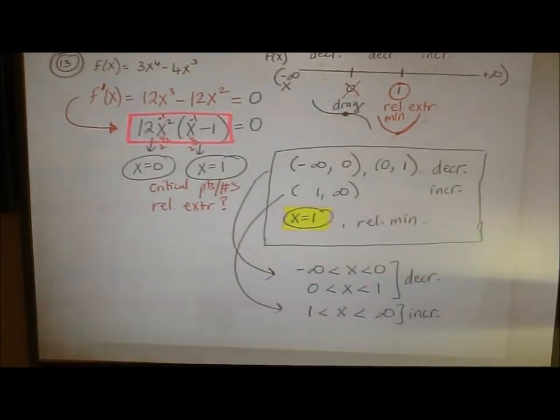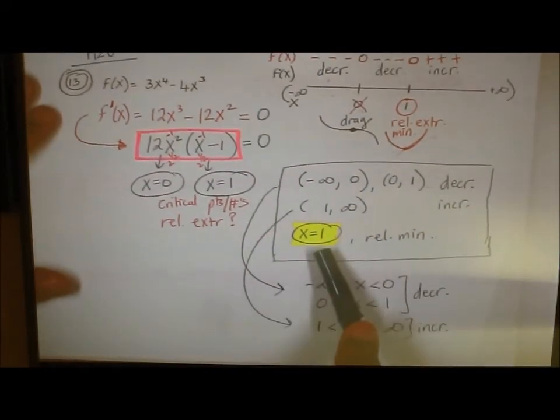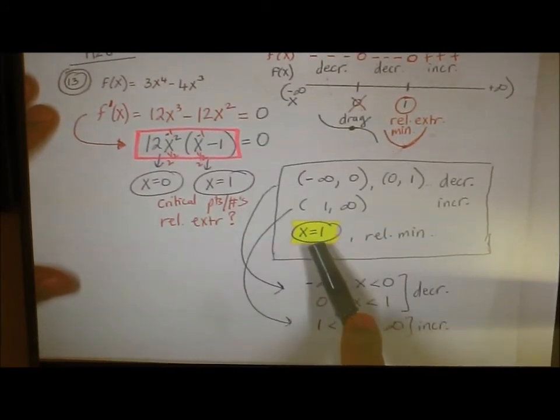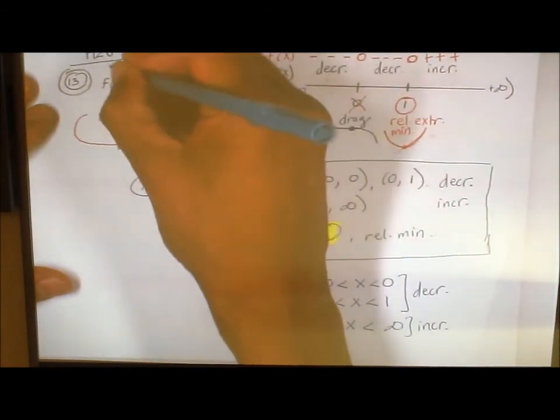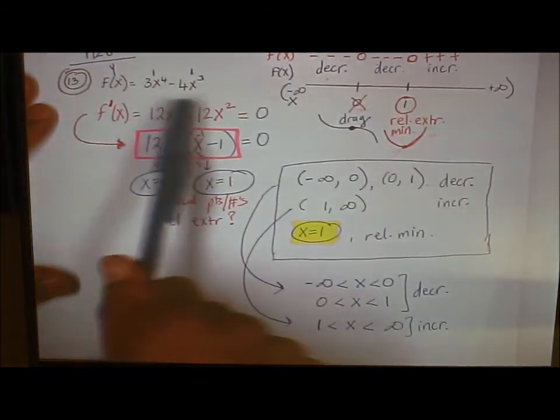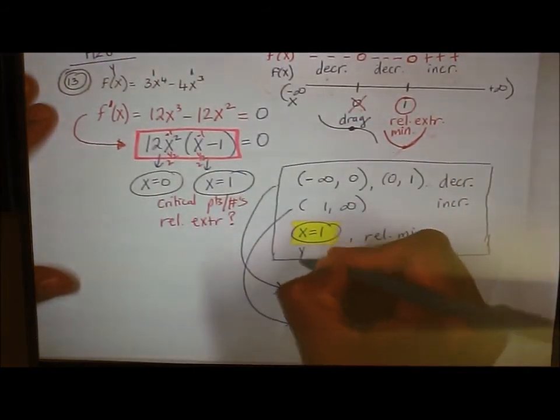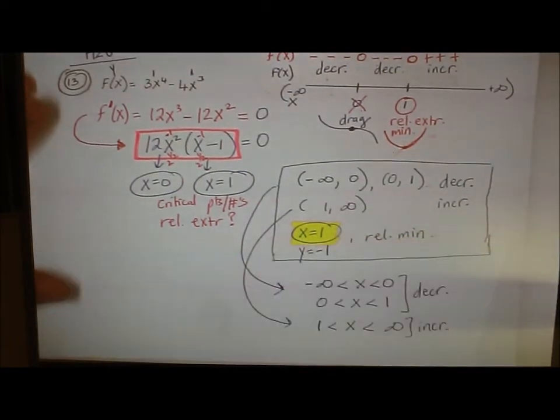If I want to figure out the y-coordinate, I can. It didn't ask for it in this problem, but if I want to figure out the y-coordinate, I just take my original x, plug it into my original y, and I get 3 minus 4, or I get the exact location, see that, of my relative minimum.